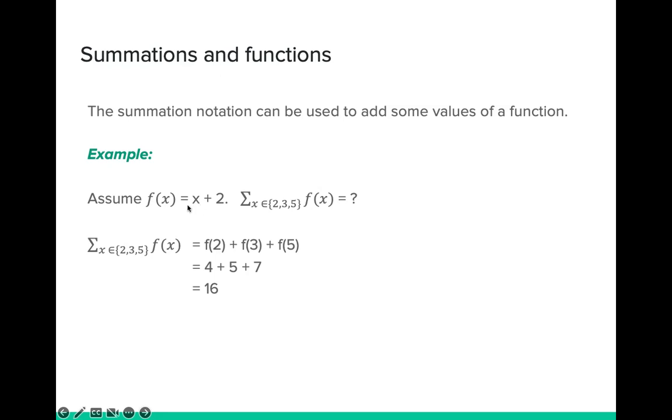We have the function f of x equals x plus 2. If the input x is 2, that will be 2 plus 2, so we have 4. If x is equal to 3, that will be f of 3, which is 3 plus 2, resulting in 5. And lastly, if x is equal to 5, we substitute the 5 here, giving 5 plus 2, which results in 7. Summing all this up, it evaluates to 16.